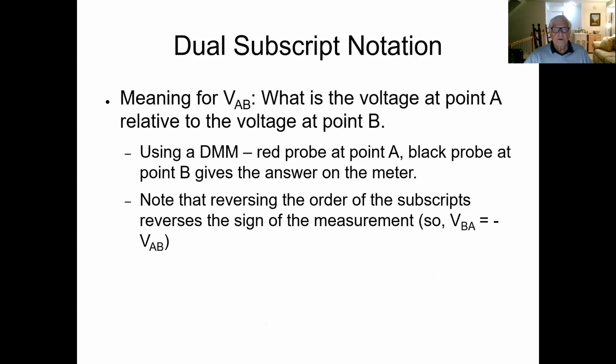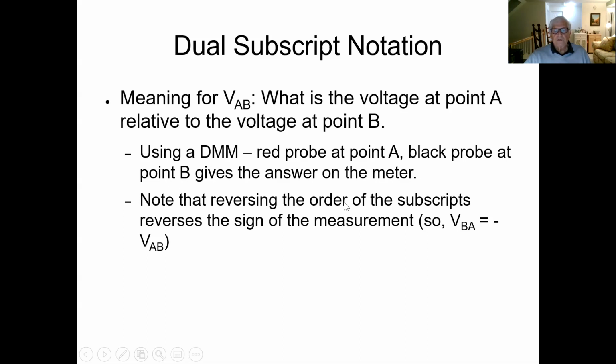Just dual subscript notation. If I give you VAB, the meaning is what's the voltage at point A relative to the voltage at point B. Using the digital multimeter, we put the red probe on point A and the black probe at point B, which gives the answer in the meter. So it'll give you the voltage of A relative to B, because the black probe is at B.